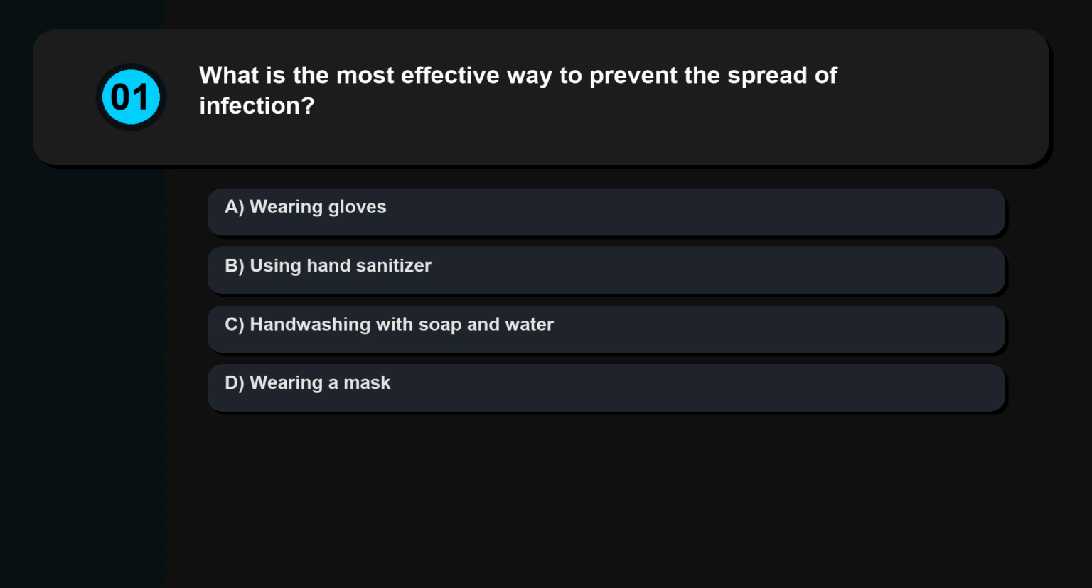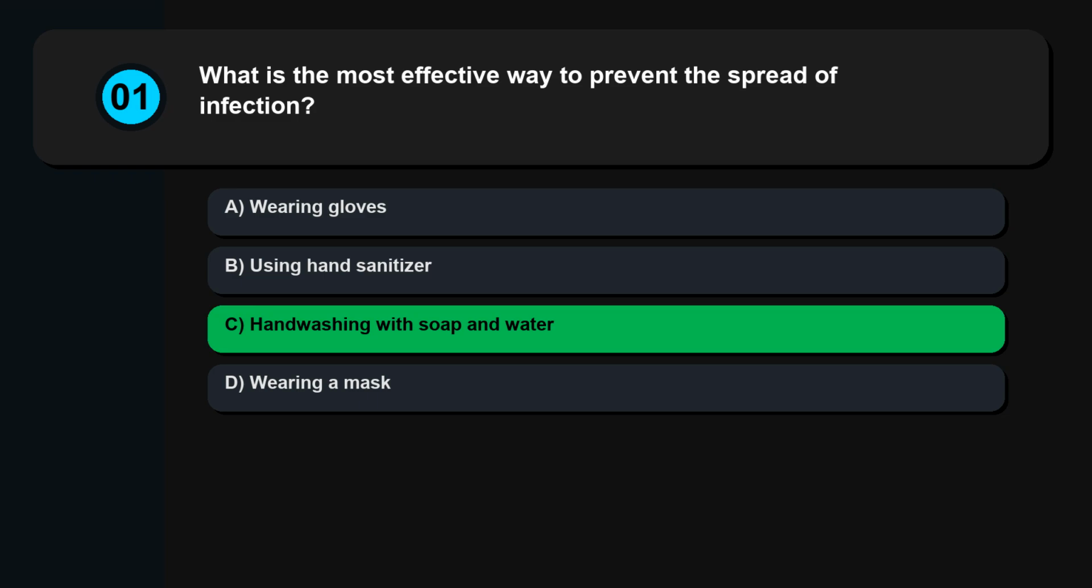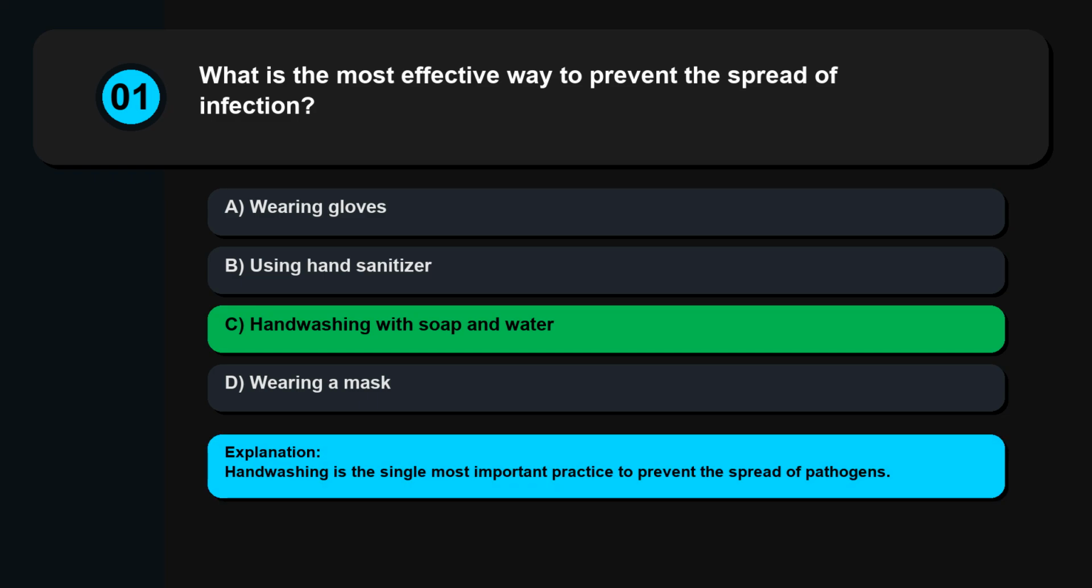Question 1. What is the most effective way to prevent the spread of infection? Wearing gloves. Using hand sanitizer. Hand washing with soap and water. Wearing a mask. Hand washing is the single most important practice to prevent the spread of pathogens.